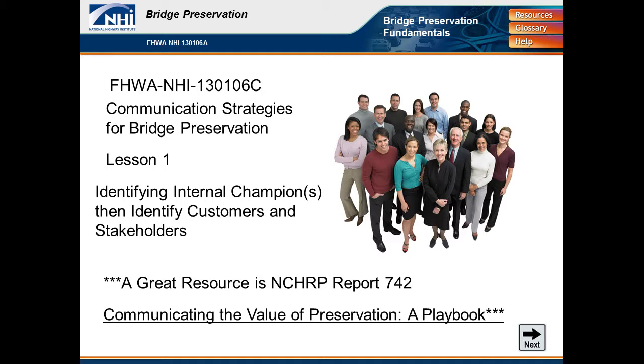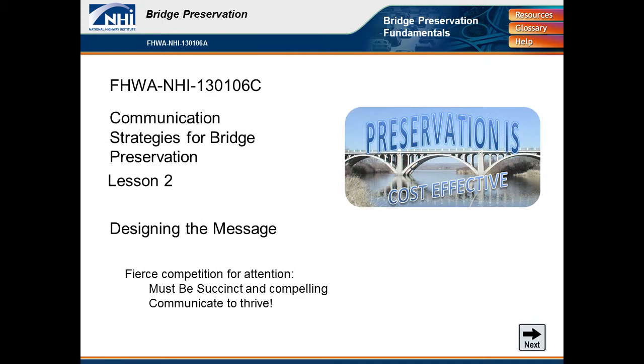But the first thing you need to do really is identify a champion. And hopefully you're all here and you remember what Carlos spoke about. They definitely have a champion here in Utah for preservation. He gets it, and once you have that, it allows for a lot of other good things to happen. We talk about designing the message.